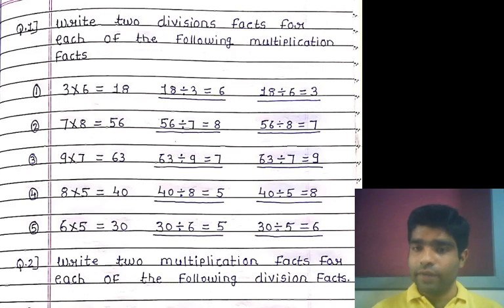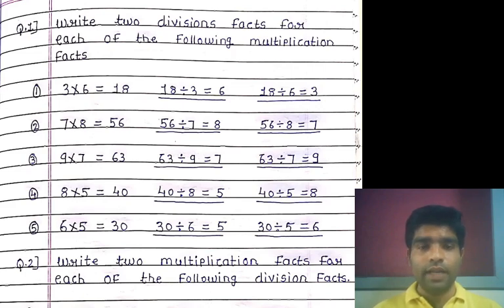Next, the third example: 9 multiplied by 7 is equal to 63. We have to write down the two division facts. First division fact, it means what? Here it will be 63 divided by 9. Here 9 sevens are 63. Okay, 63 divided by 9 is equal to 7. Next one, it will be 63 divided by 7 is equal to 9. These are the two division facts.